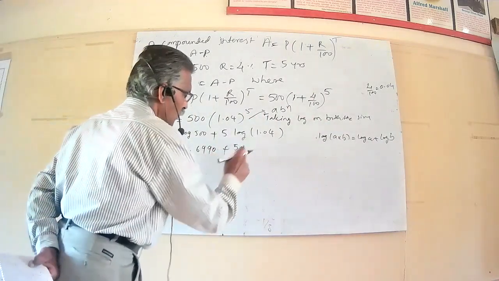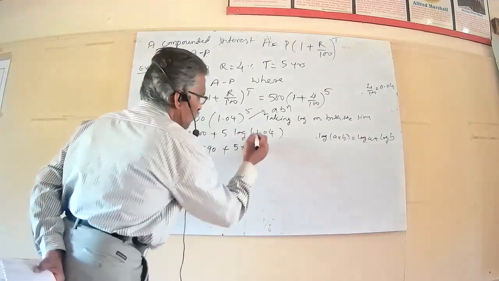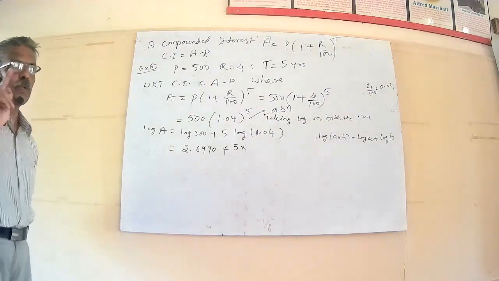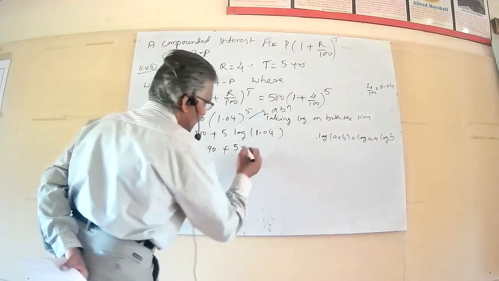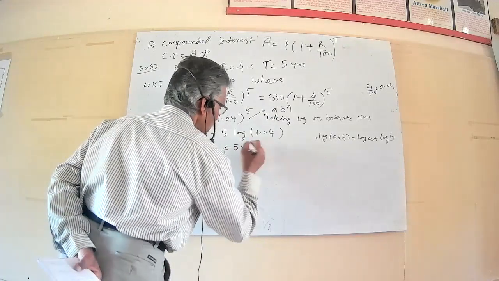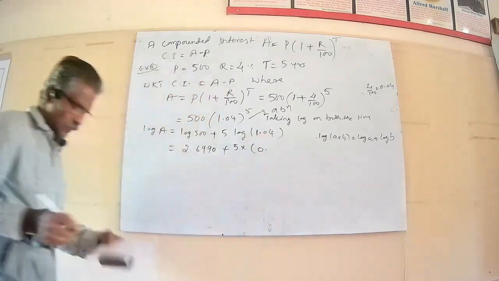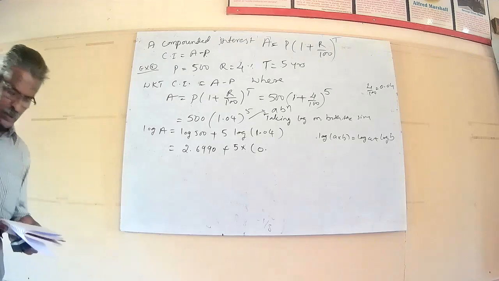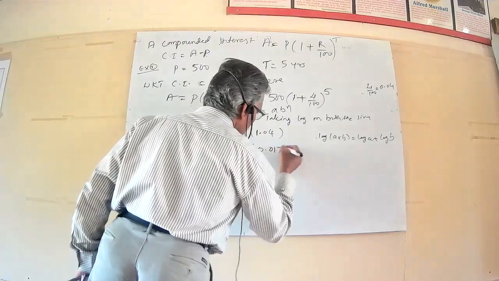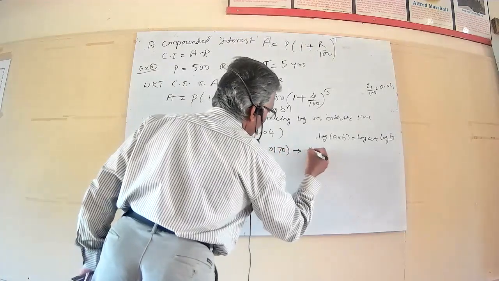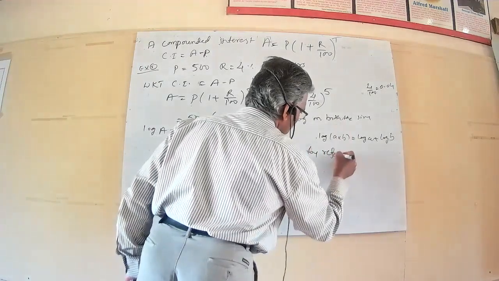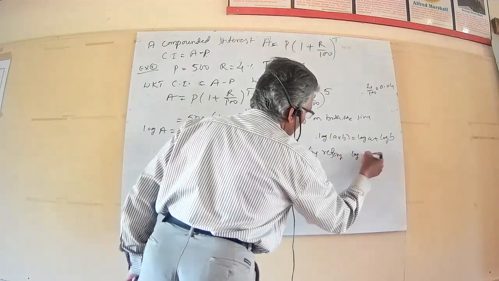So 5 into log of 1.04. Here in the characteristic part, the number of integers is only 1. 1 minus 1 is 0. Therefore, the characteristic part is 0, so 5 into log of 1.04, how much does it come to? 0.0170. This is by referring to the logarithm table.